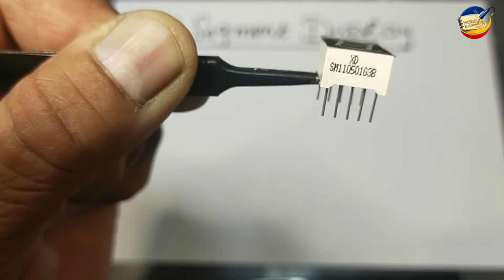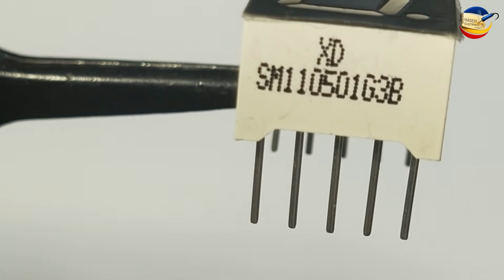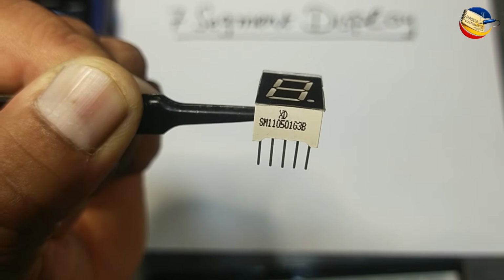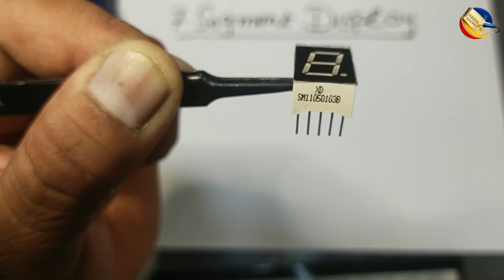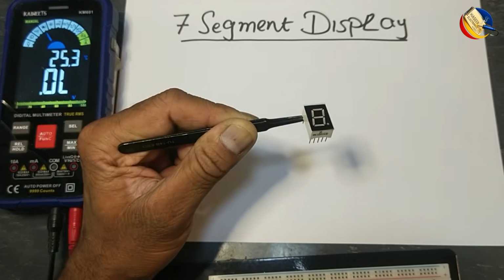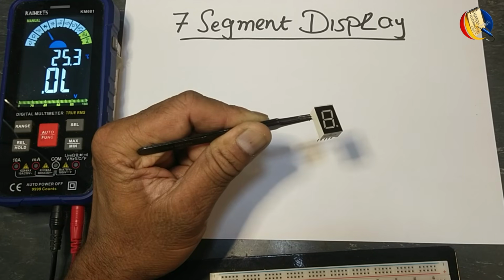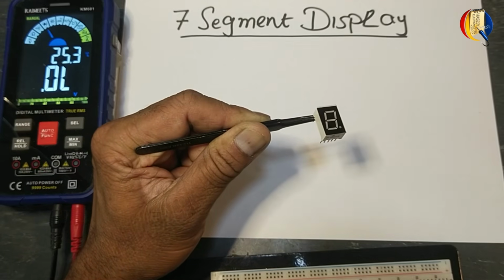7 segment LED display. Part number SM1105010G3B. When we see its datasheet, we cannot find any relative document for this component. Let's test it using multimeter, identify its pins, and we will see the type of this display.